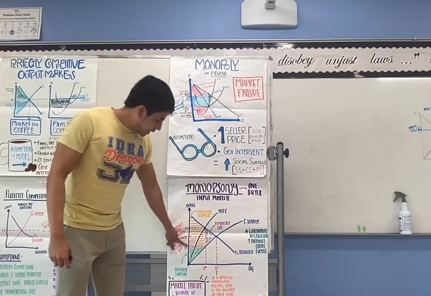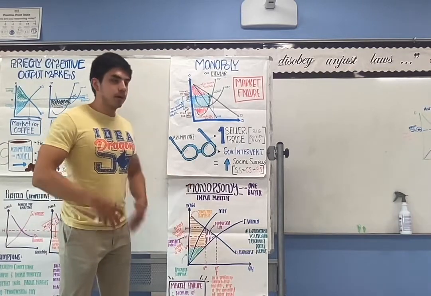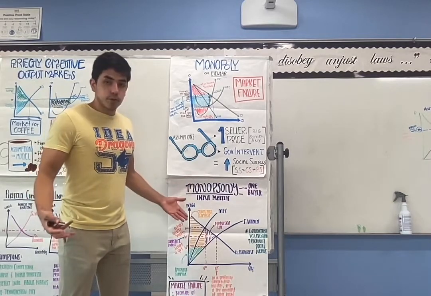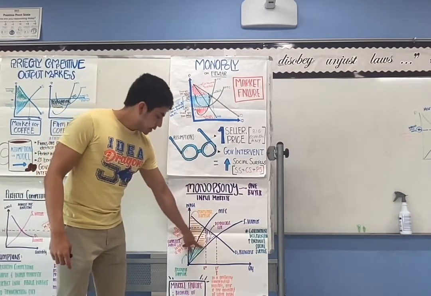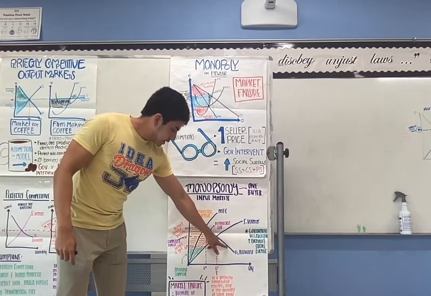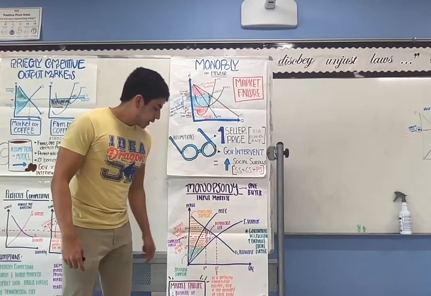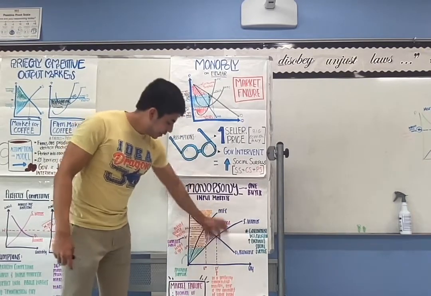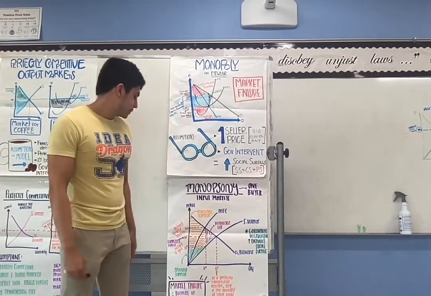And we said kind of a signal that we're operating in a labor market that is monopsonistic is labor shortages, which we can see here at this wage. The monopsonist demands more workers than is actually supplied. So this gap becomes the shortage because people are not as willing to work for that wage.